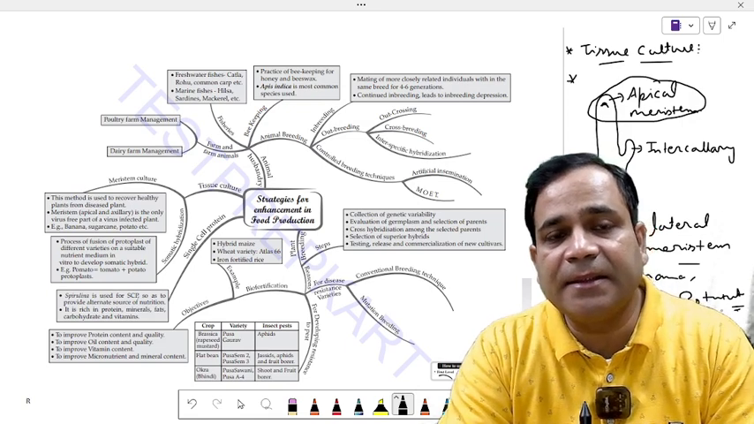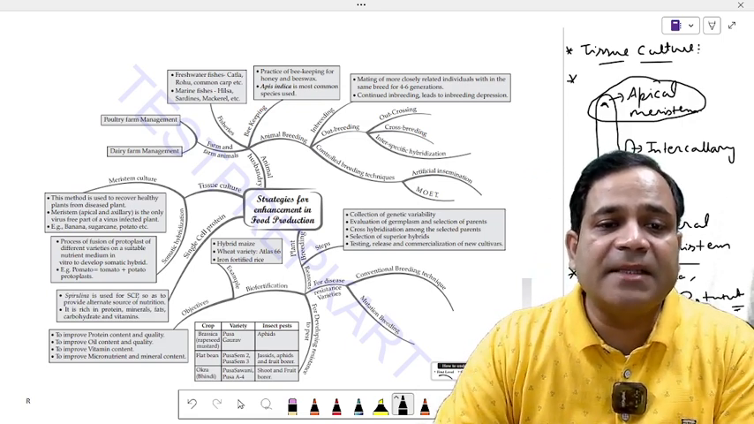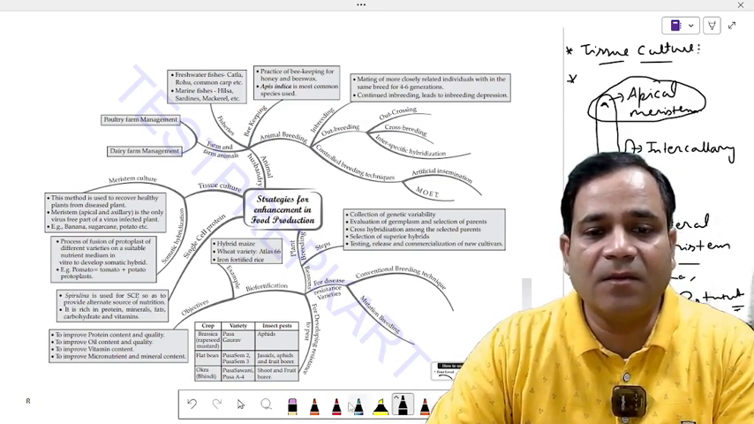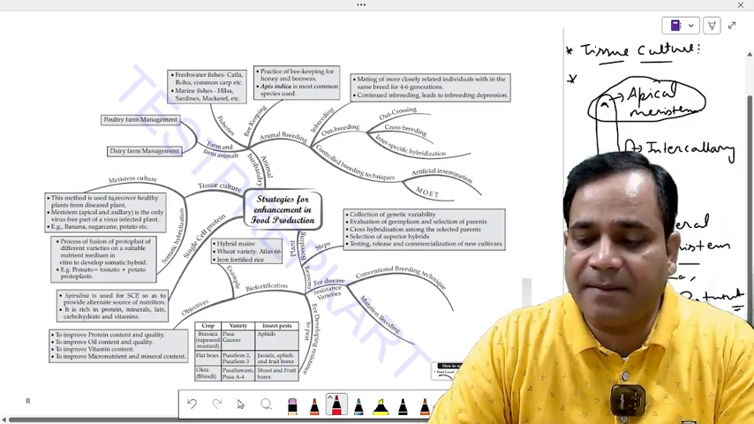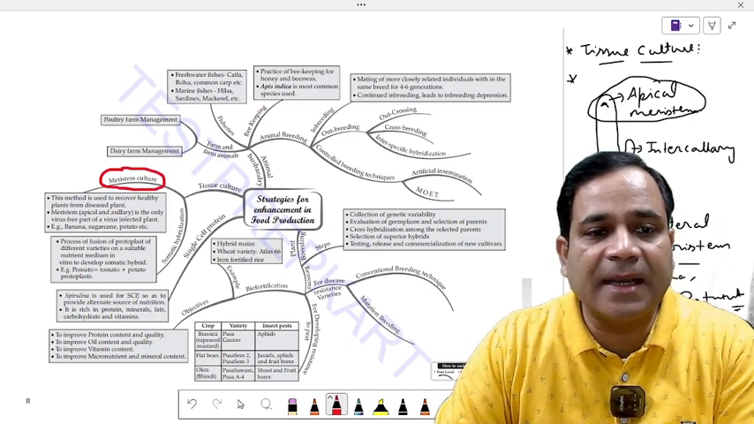Now the next thing that is very important to understand here, that meristem culture is clear. Wait for a moment, I'm going to write this here: meristem culture is clear.